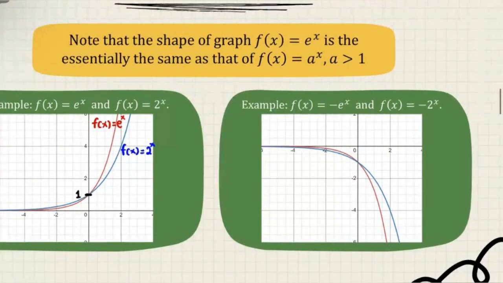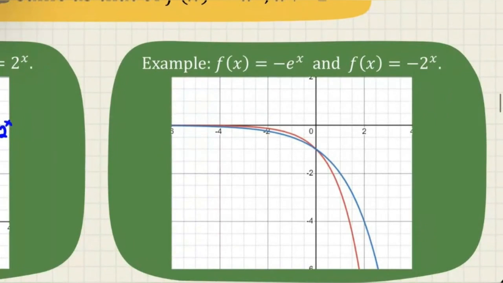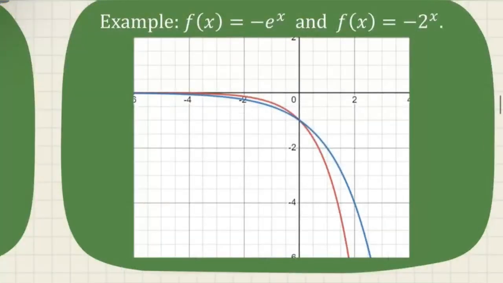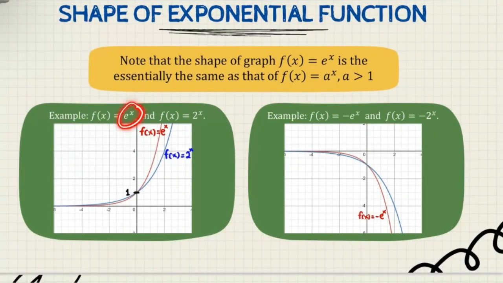So saya tunjukkan pula graf yang kedua kat sini. Ini adalah function yang negatif. Negative e of x dan juga fx equals to negative 2 power of x. So yang warna merah ini adalah graf kepada fx equals to negative e power of x. So kalau kamu perhatikan, sebenarnya beza fx, e of x dengan negative e of x, dia hanya reflect each other dekat x-axis. So kalau e of x dia bentuk positif macam ni kan, so kalau negatif dia akan terbalik lah dia ke bawah. Okay, negative e power of x.